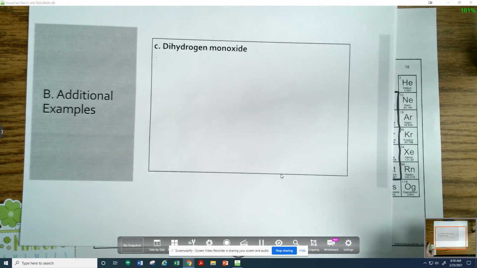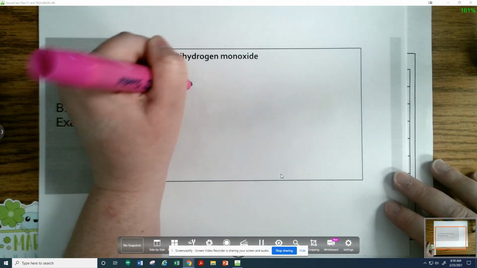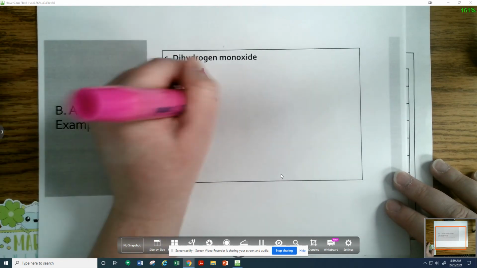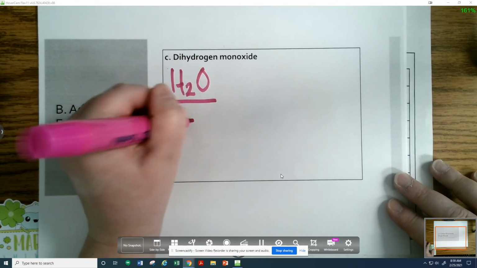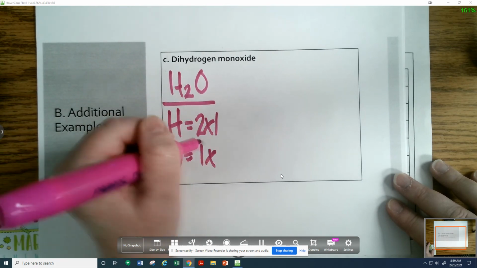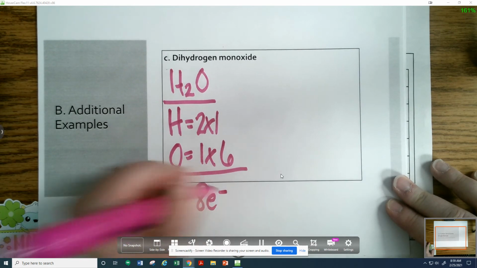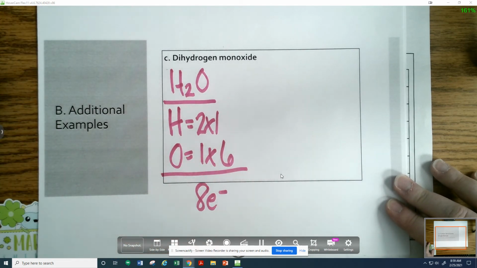We have dihydrogen monoxide. So we have dihydrogen, so H2, monoxide meaning one oxygen, so water. Hydrogen, we have 2 of them with 1 valence electron. Oxygen, there's 1. It's in family 16, so it has 6 valence electrons. So like the last diagram, we have 8 electrons.